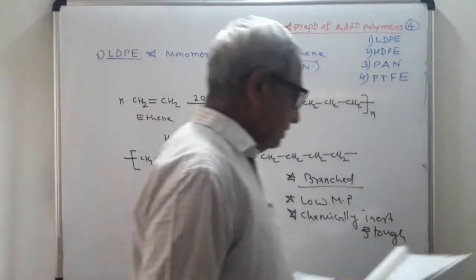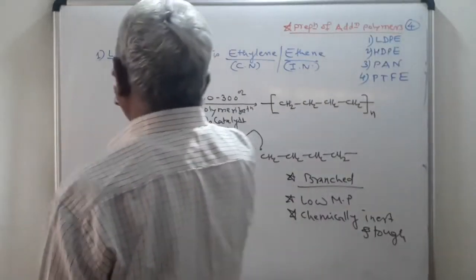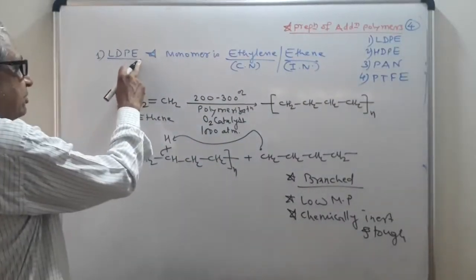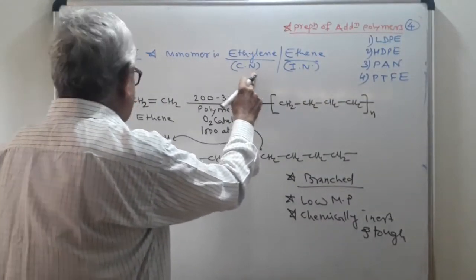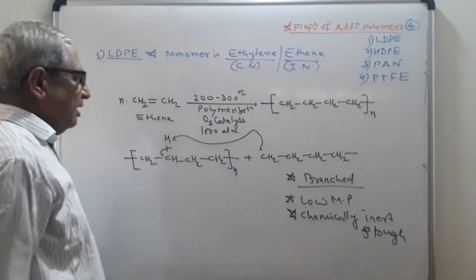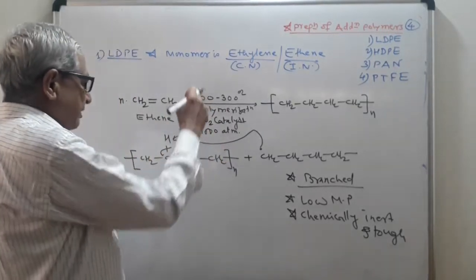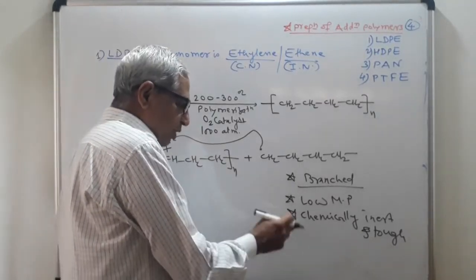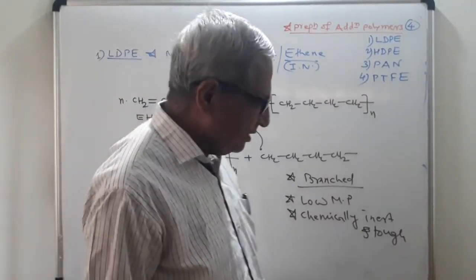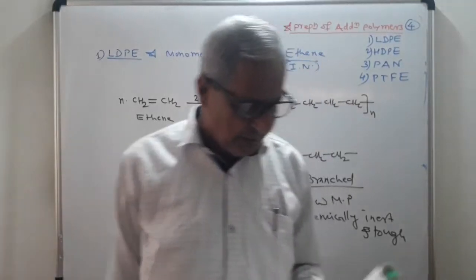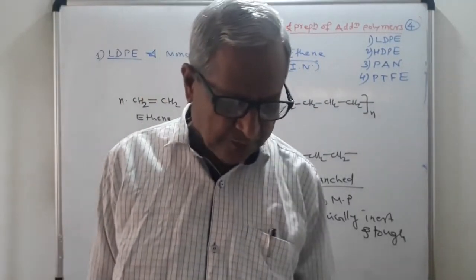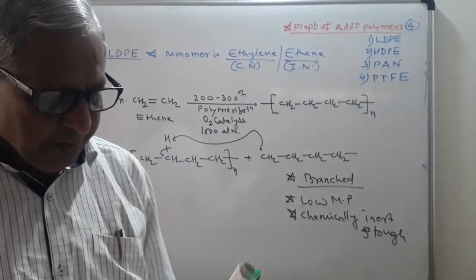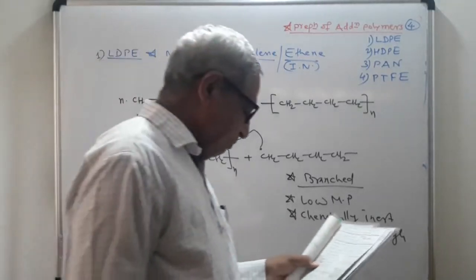So take the brief revision on the title. LDPE, low density polyethylene. Monomer is ethylene. So many molecules of ethylene undergo polymerization at high temperature and pressure. It is a branched polymer. It has a low melting point. It is chemically inert and tough. Therefore, it is used in the preparation of packaging bags, insulation cables, making toys and flexible pipes.